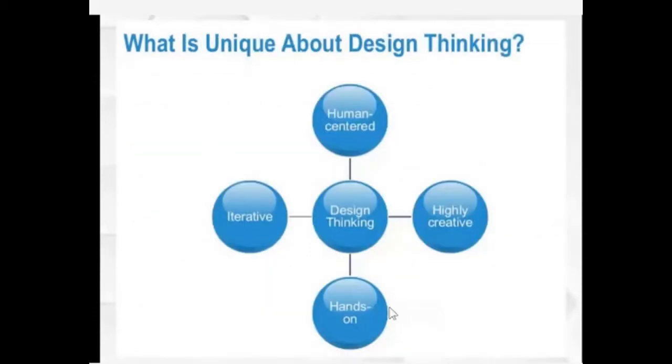The best thing that you can look at, the uniqueness of design thinking, is that it is human-centered. It is highly creative, it is hands-on, and it is iterative. Design thinking is human-centered, highly creative, hands-on, and iterative. It is the uniqueness of this. This is the SOP of design thinking.